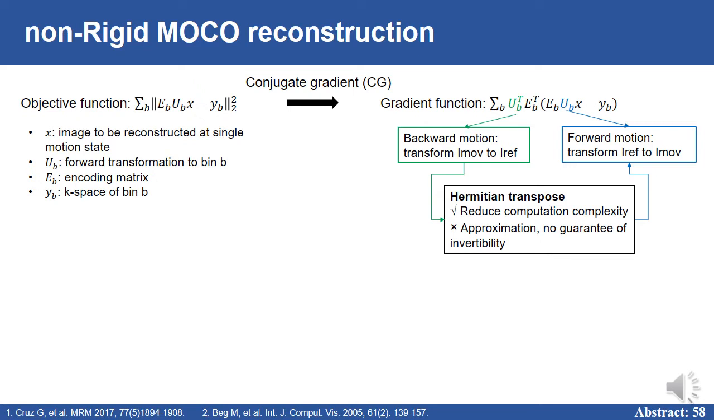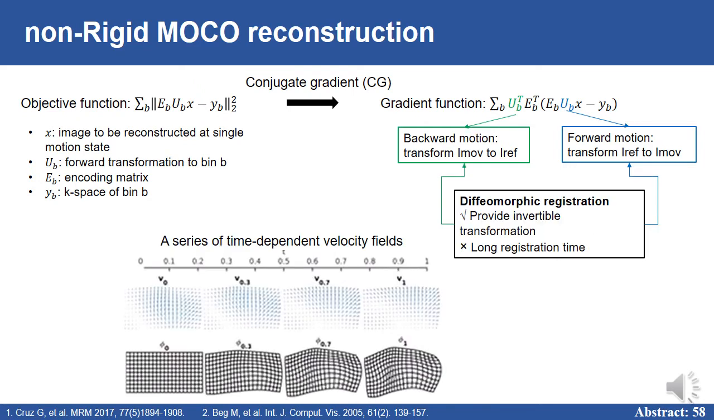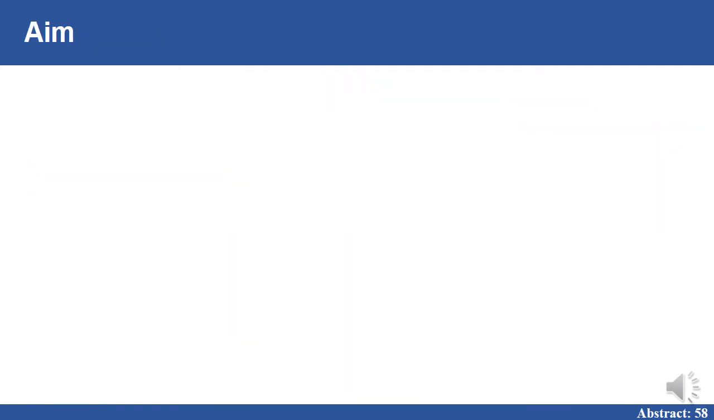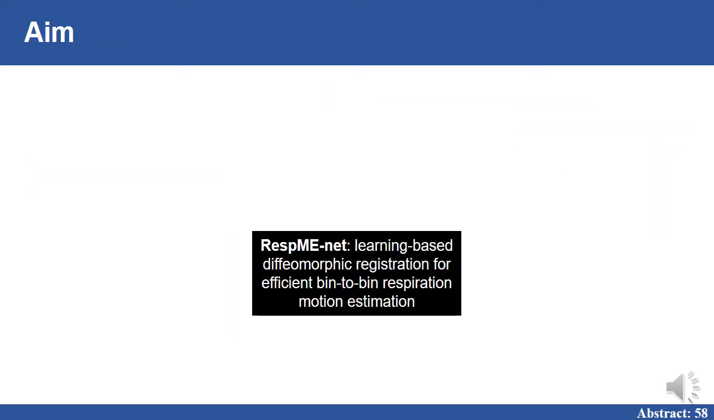However, there is no guarantee that the backward motion is invertible. Instead, the diffeomorphic registration method can be used. It generates a series of time-dependent velocity fields, from which the invertible motion fields can be obtained. However, the registration time may be further increased with the diffeomorphic registration. So in this study, we aim to propose a learning-based diffeomorphic registration for efficient beam-to-beam respiratory motion estimation.